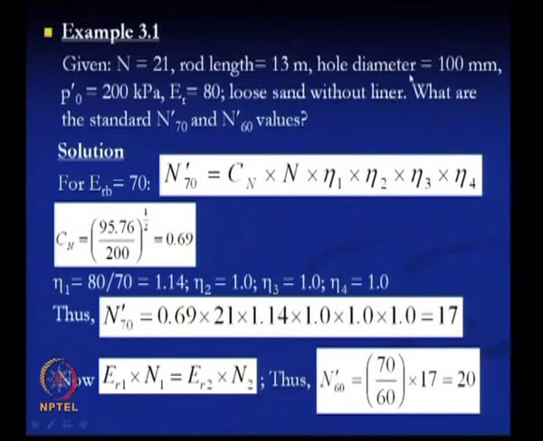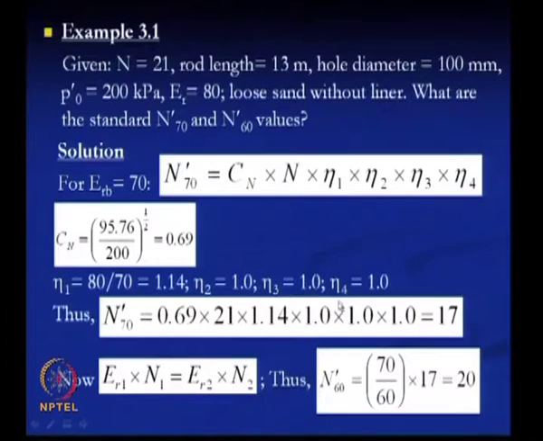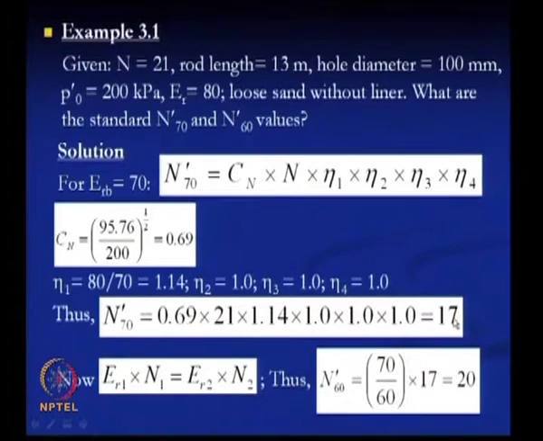Again, the diameter of the borehole is 100 millimeter. So, from this chart, if it is 60 to 120 millimeter, then this correction factor is also 1. So, we will use this value as 1. Ultimately, the corrected N value under this standard energy ratio is 17, whereas the measured one in the field is 21. So, after applying all the corrections and expressing this N value under a standard energy ratio of 70, the corrected N value will be 17.